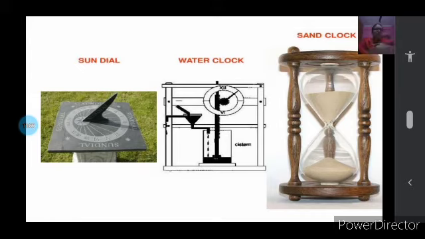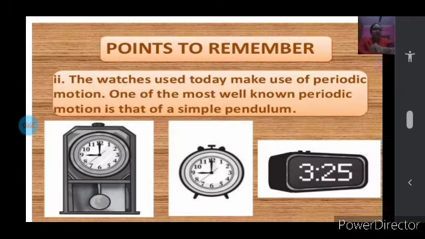From the olden days, you all know that people used many methods to measure time. They used sundials, water clocks, and sand clocks, and later the watches used today use a periodic motion. One of the most well-known periodic motions is that of the simple pendulum. After the water clock and sand clock, came the pendulum; you can see the picture of the clock here, that's why this picture is shown to you. The oscillation of the pendulum of the clock is periodic.